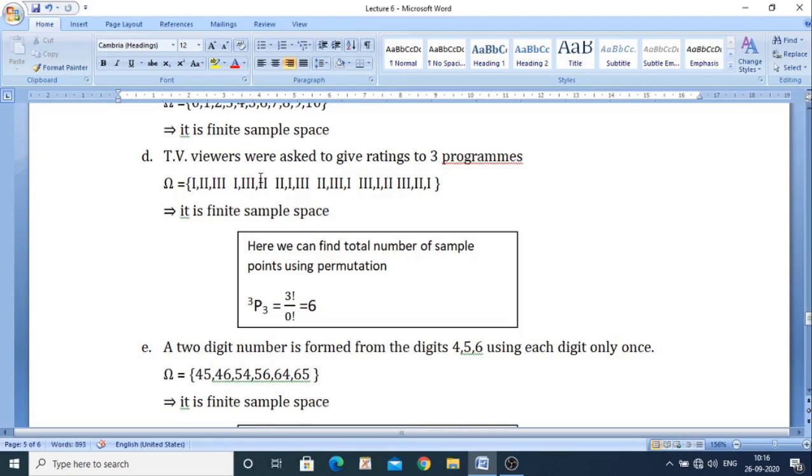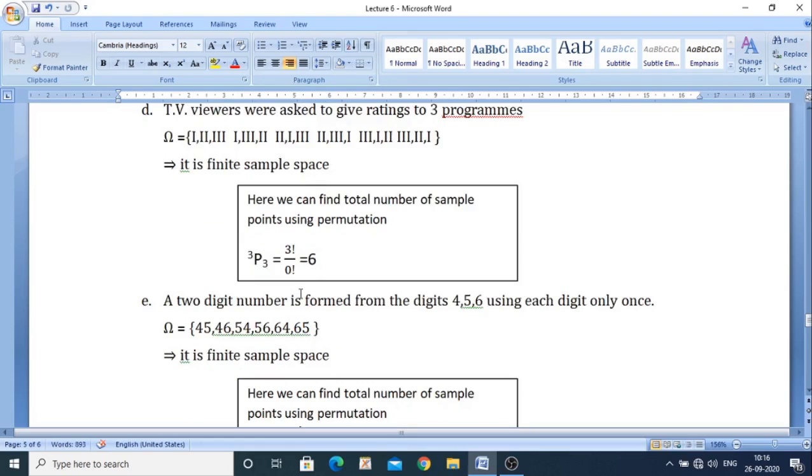Now here we want to write the sample space, that's why we have written it. But if you want to know whether it is finite or infinite or continuous, you can use the concept of permutation also. There are 3 programs and you want to rate 3. So it is 3P3. So it is 3 factorial upon (3 minus 3), that is 0 factorial. So 3 factorial is 6. So the total number of outcomes in this sample space is 6. So it is a finite sample space.